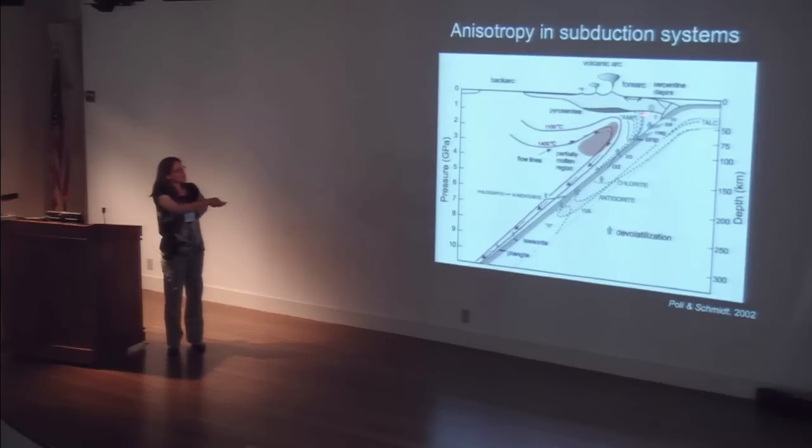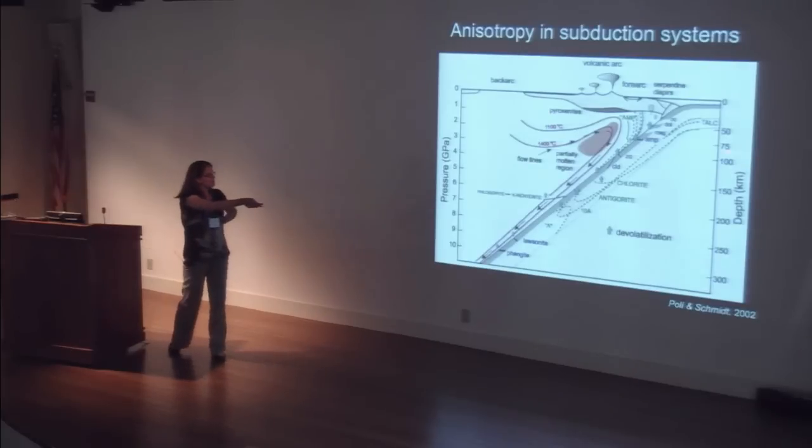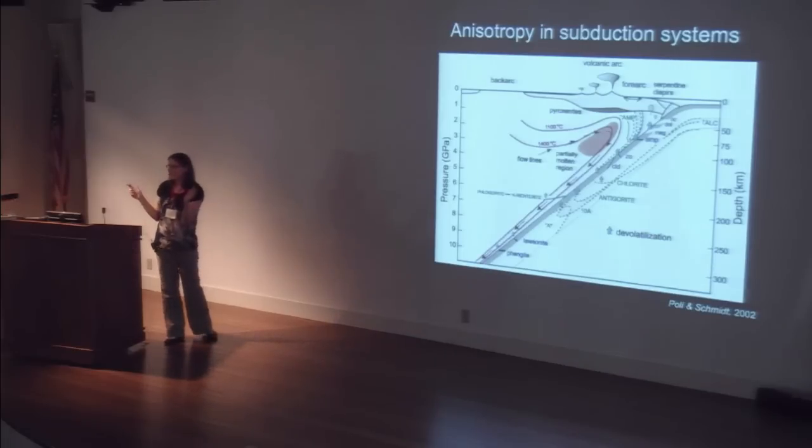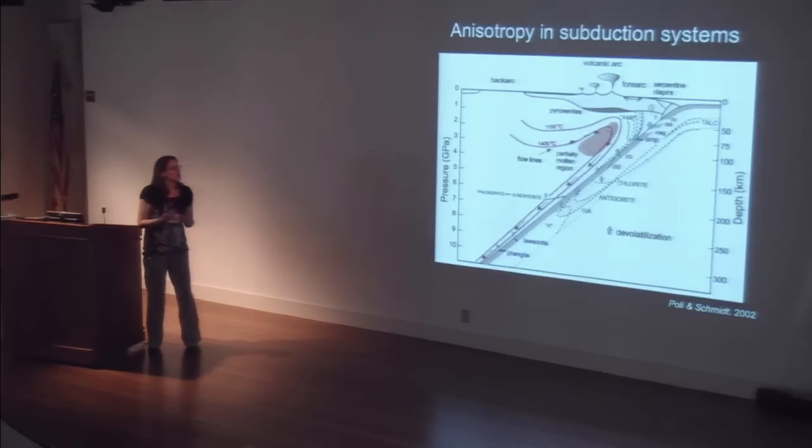This cartoon is focused on the wedge, but of course you can imagine beneath the slab a similar story. Maybe you have a 100-kilometer thick slab, and beneath the slab you have viscous coupling between the slab and the subslab mantle, and so you have two-dimensional entrained flow beneath the slab. And this is our classical picture of how mantle flow works in a subduction zone.